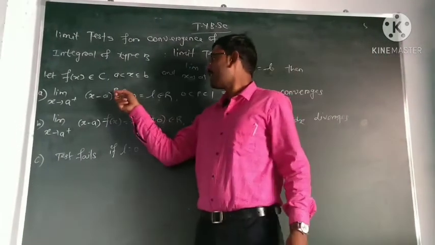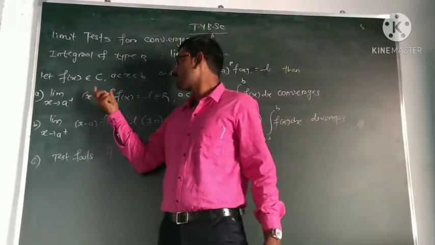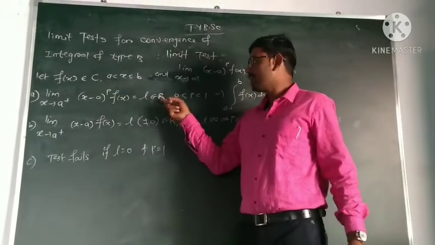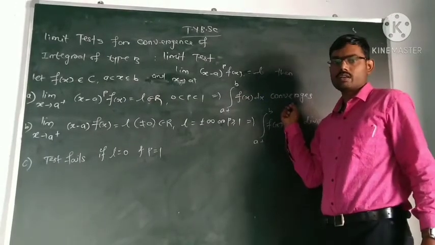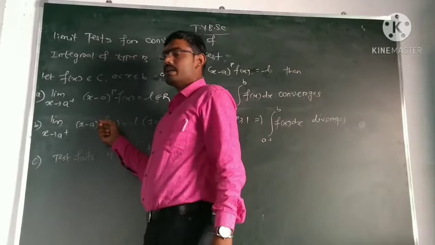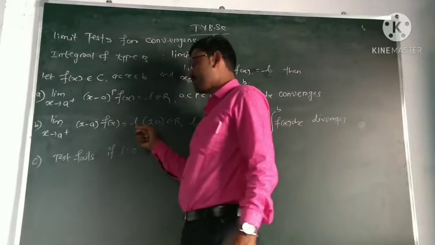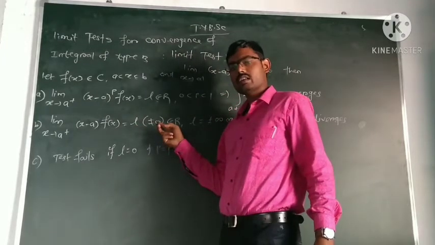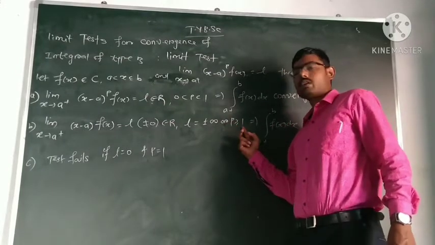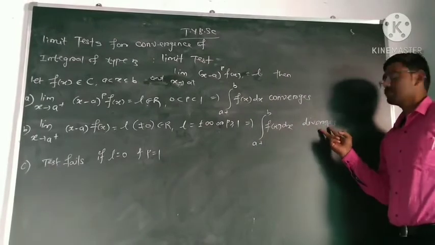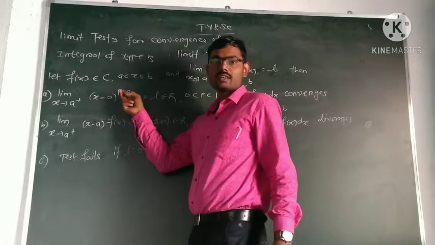See, if p lies between 0 and 1, that is, p less than 1 and p greater than 0, and the limit of (x minus a) raised to power p into f of x is equal to l, where l is a real number, then the improper integral is convergent. Second part: if p is equal to 1 and the limit of (x minus a) raised to power 1 into f of x is equal to l, a non-zero real number, or the limit is plus or minus infinity, or p is greater than or equal to 1, then the improper integral is divergent. See, in the first case, p was strictly less than 1 and greater than 0.